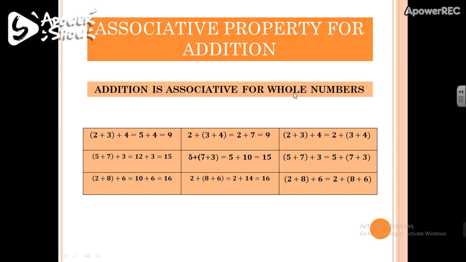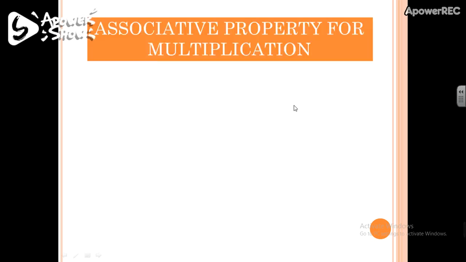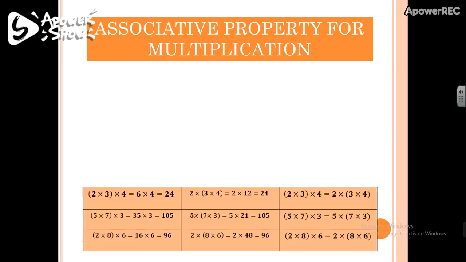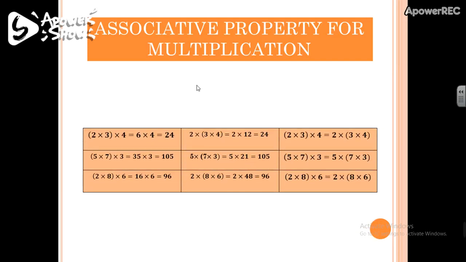Now let's see whether multiplication is associative for whole numbers or not. So now we are going to learn the associative property for multiplication. But before learning it, we have to justify whether multiplication is associative for whole numbers or not. So again, let's take some examples.